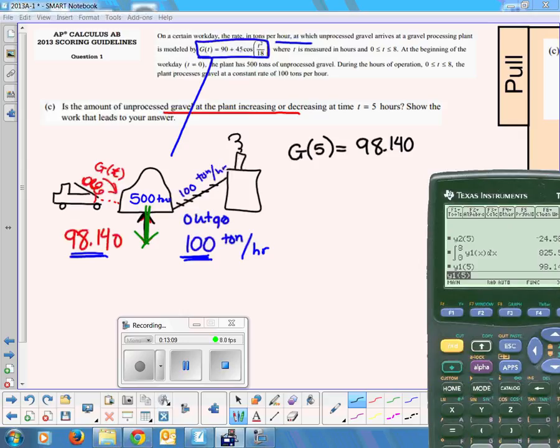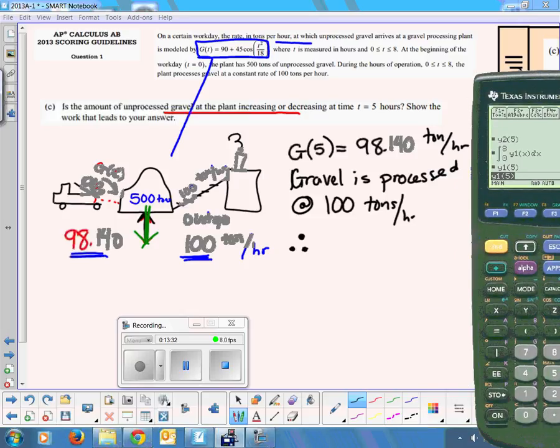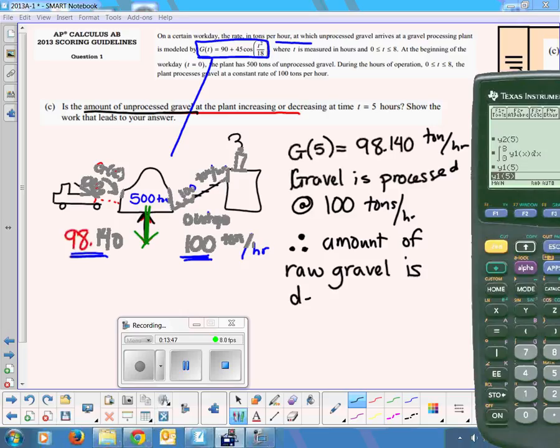And you could even write words. You could say gravel is processed at 100 tons per hour. Maybe I should put some tons per hour. And I'm going to put a little 3 dot, therefore, and I'm going to use their language, the amount of raw gravel is decreasing.